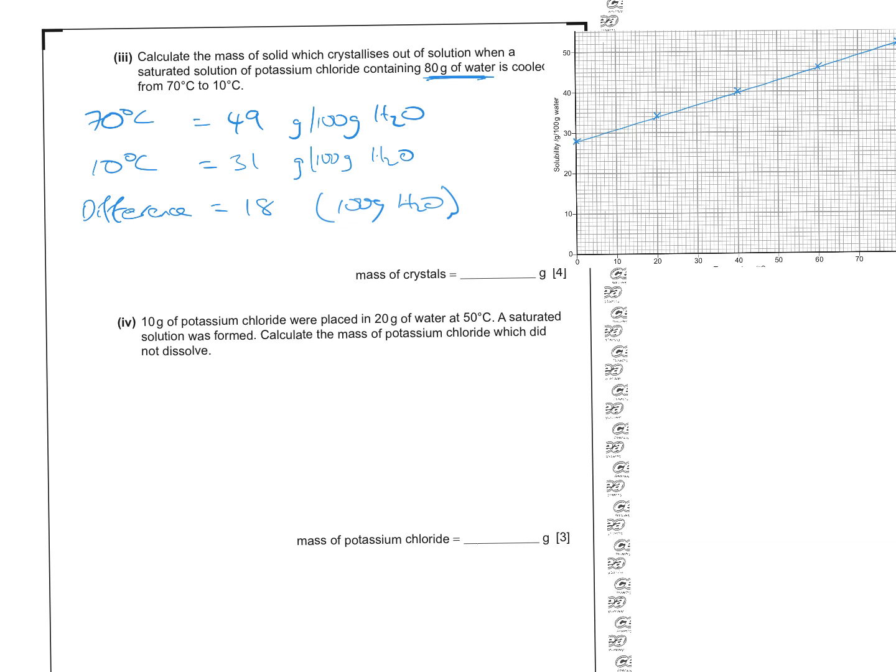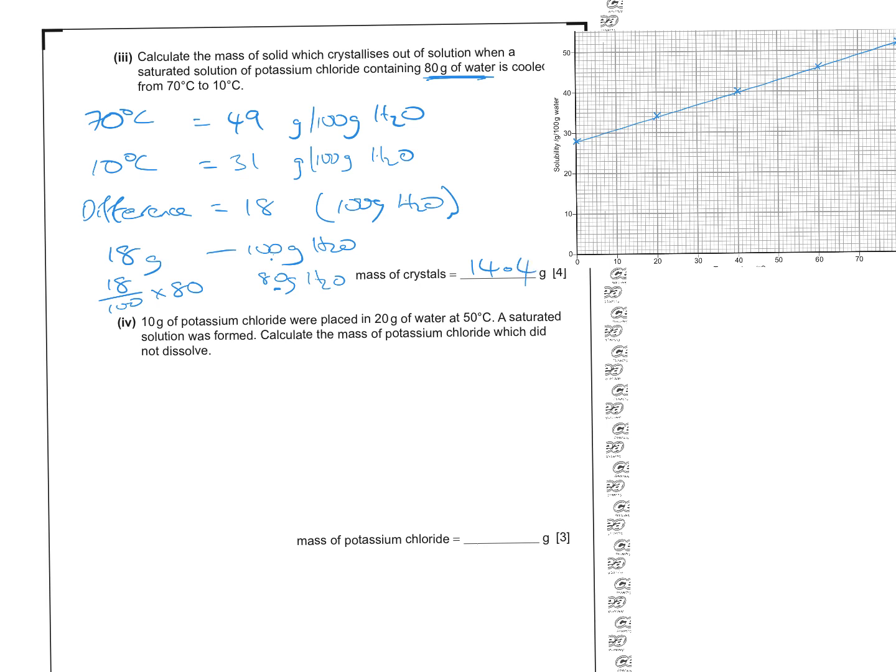Now we're going to work out what it is if 80 grams of water were present. Well, if 18 grams would crystallise out in 100 grams of water, then what we do is work out 80 grams of water. So we divide this by 100 multiplied by 80. So it's going to be 18 divided by 100 multiplied by 80. And that works out to be 14.4 grams.